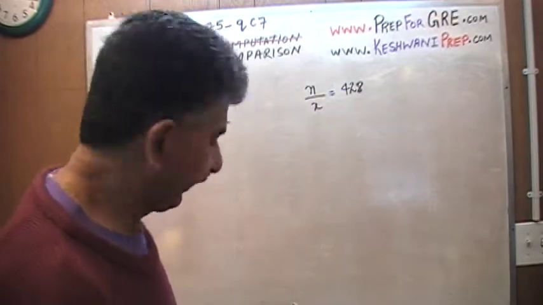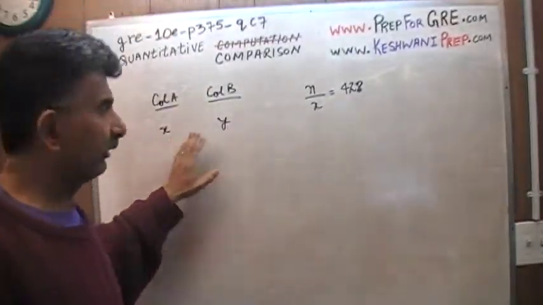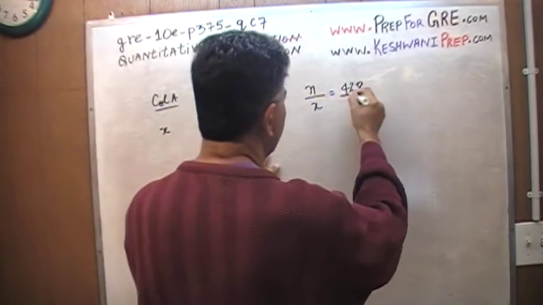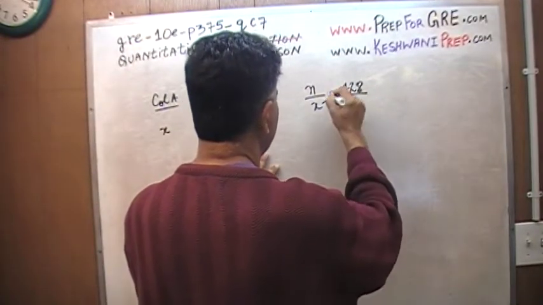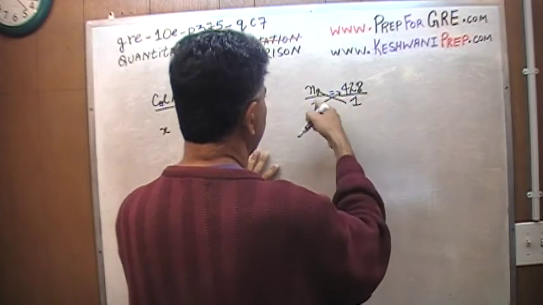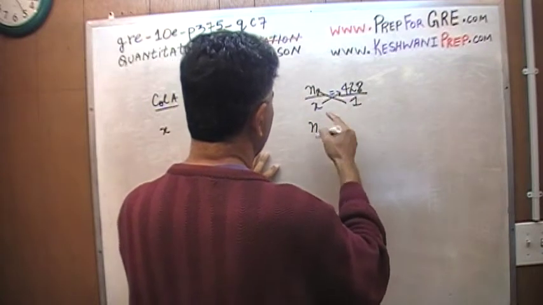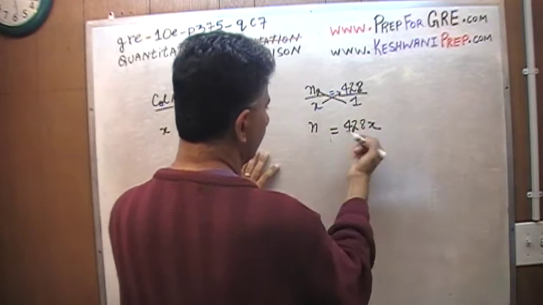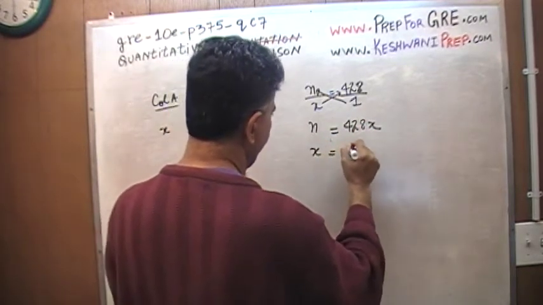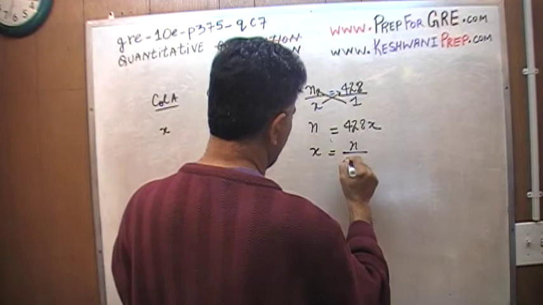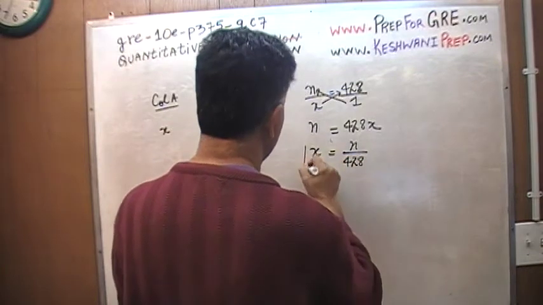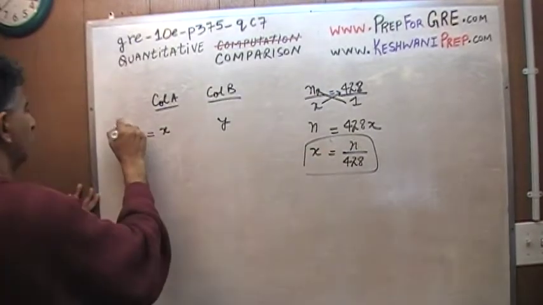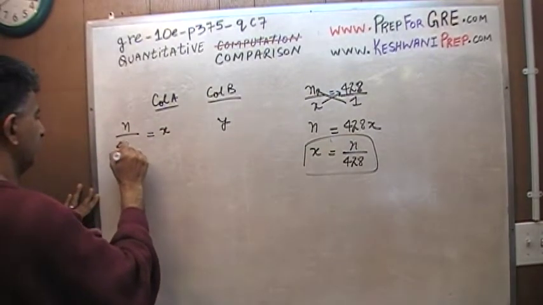So let's just solve for X first. All we have to do is solve this equation for X. Okay, cross multiply. This is 428 over 1, so cross multiply like this. So you get n times 1 is n, and x times 428, and then divide both sides by 428. There you go, that's your x right here. X equals n over 428.